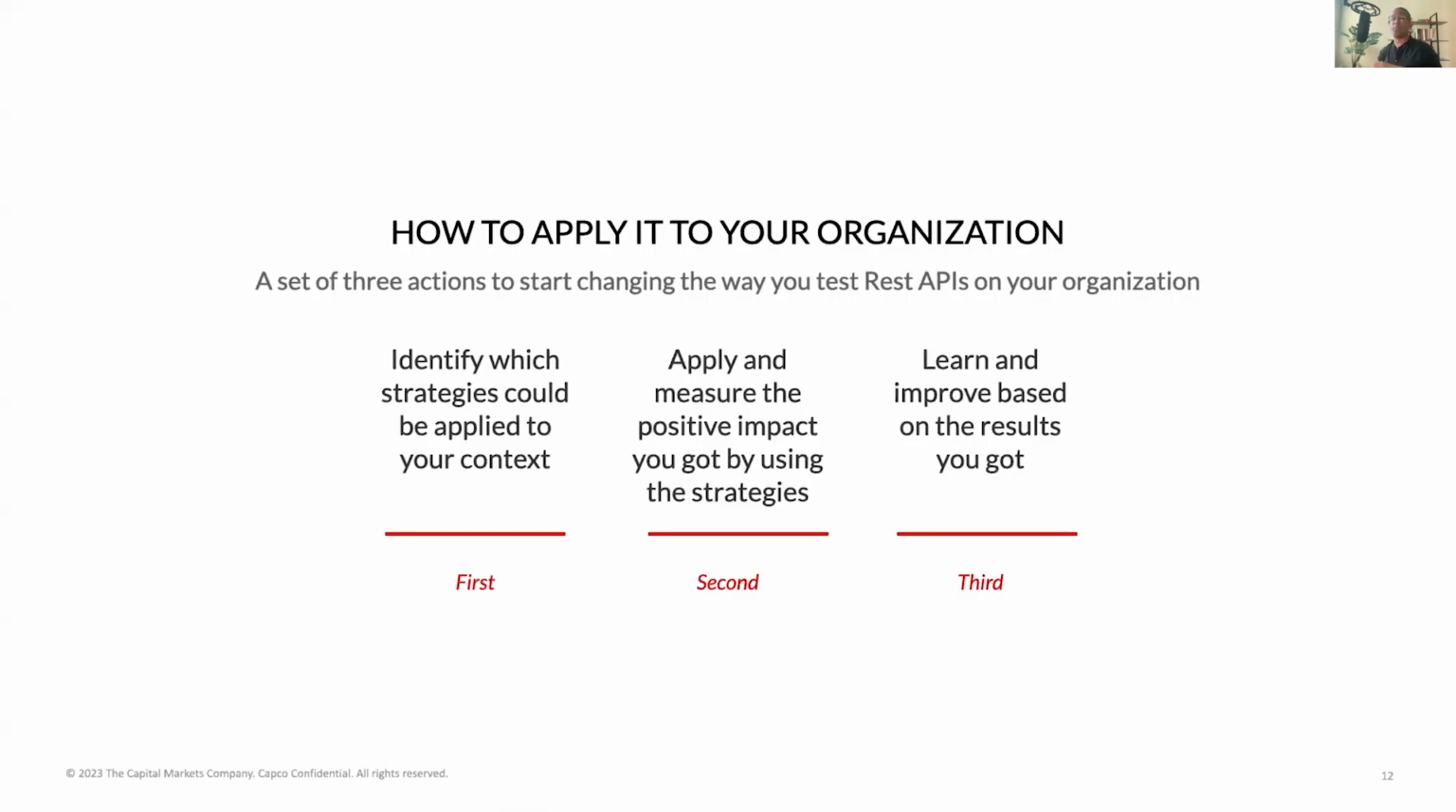So how to apply all of these things in your organization? First, you need to identify which strategies of these 5 that I shared with you today can be applied to your context. Second, you need to apply this and also measure in order to understand which one can be more useful for you and for your company. And the third and last one is to learn and improve based on the results that you got.